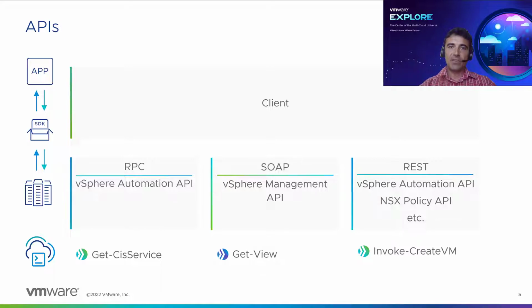The other vSphere API is the vSphere Automation API. It has two representations, so it can be accessed through two different technologies. It can be accessed through JSON-RPC, or it can be accessed through REST. First, we added in PowerCLI the way to access it through JSON-RPC, and this is the Get-CisService commandlet.